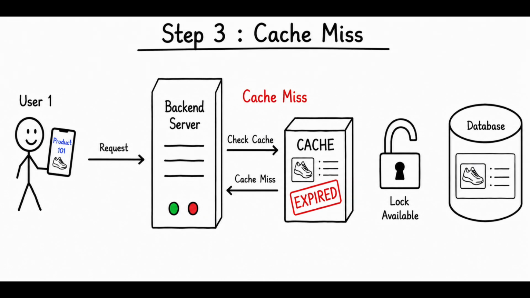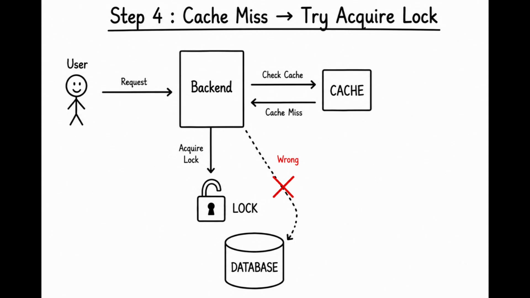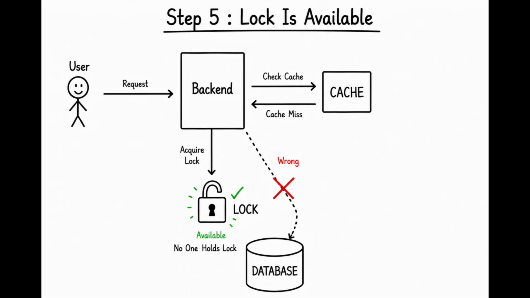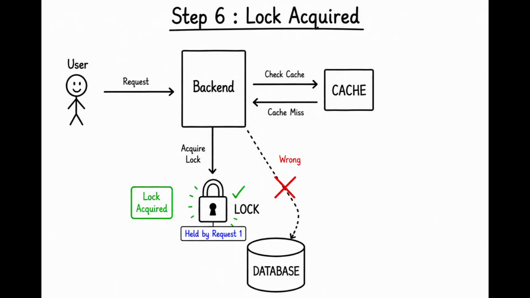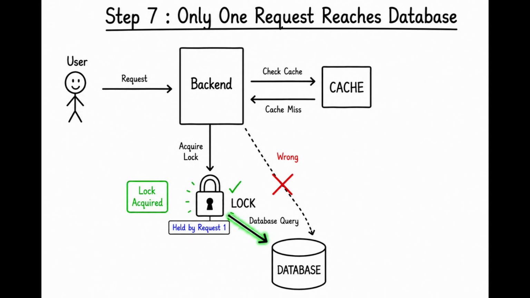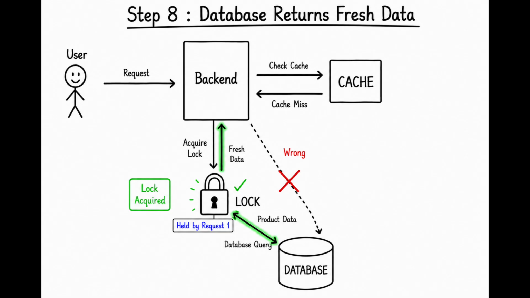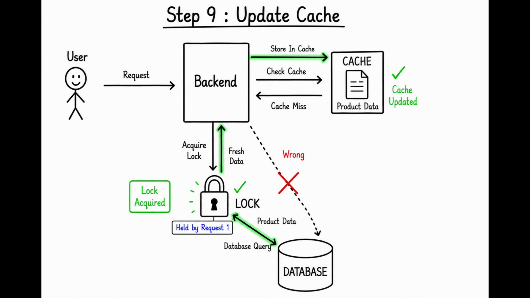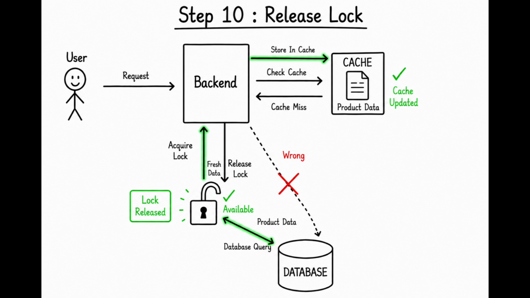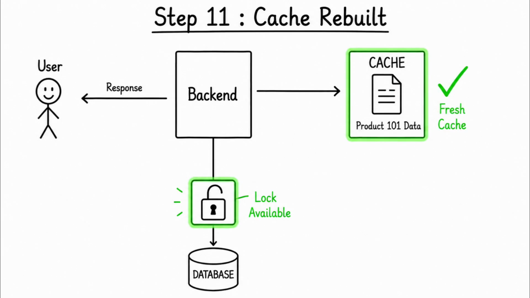Now here's the important part. Instead of immediately going to the database, the backend first tries to acquire a lock. Since no one else is holding the lock, the backend successfully acquires it. Now this request becomes responsible for fetching fresh data. It goes to the database, reads the latest product information, stores that data back into the cache, and finally, releases the lock. At this point, the cache is fresh again.